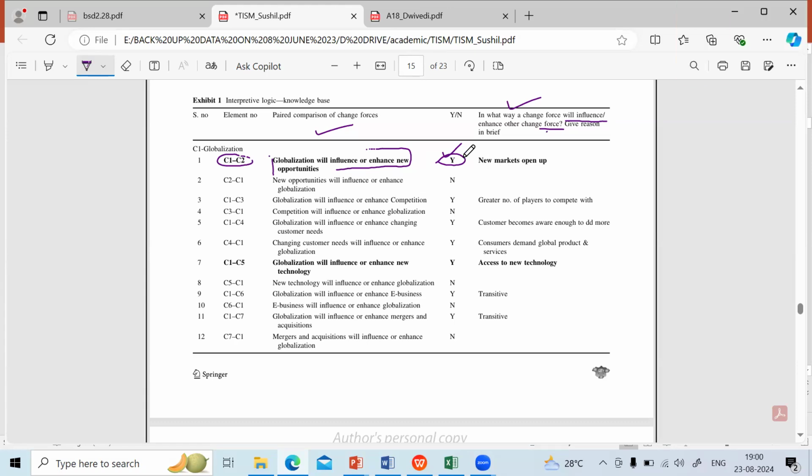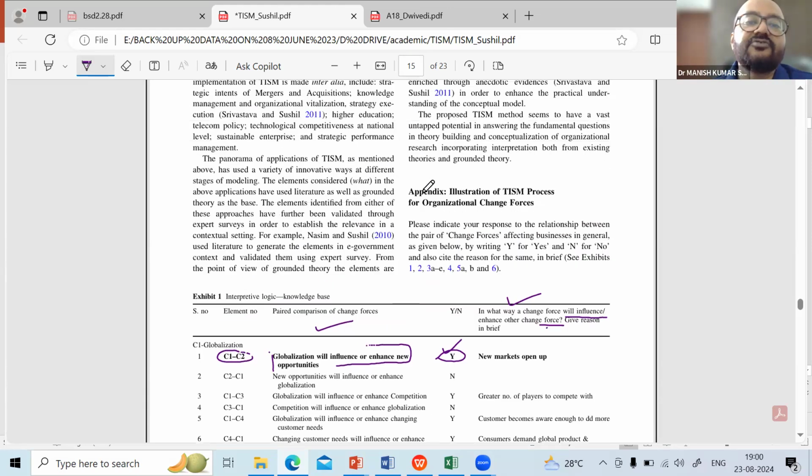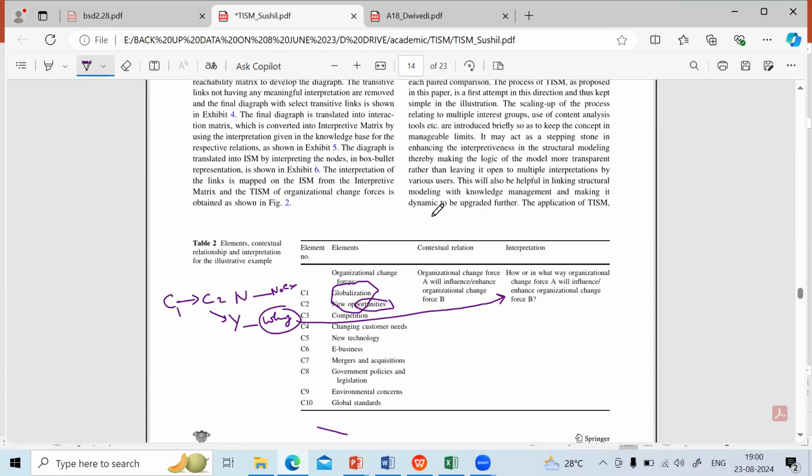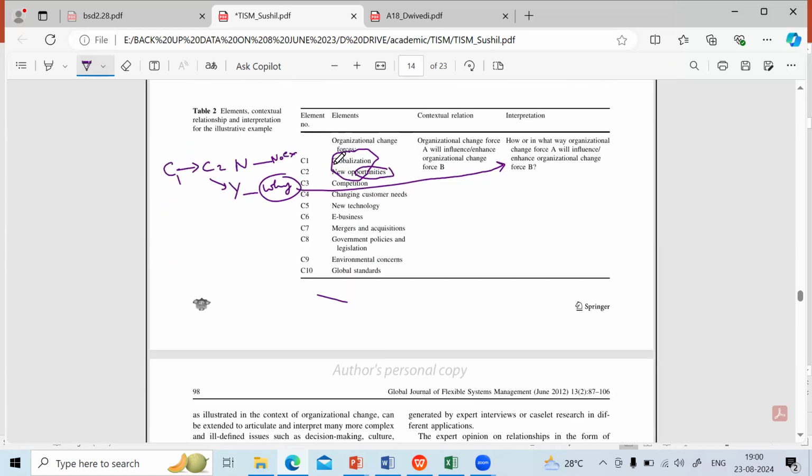Can I ask one question, sir? Yes. Sir, how have we chosen these elements, C1 to C10? C1, C2, you understand or not? Yes, sir, I understood. But C1 to C10, who has actually identified these?